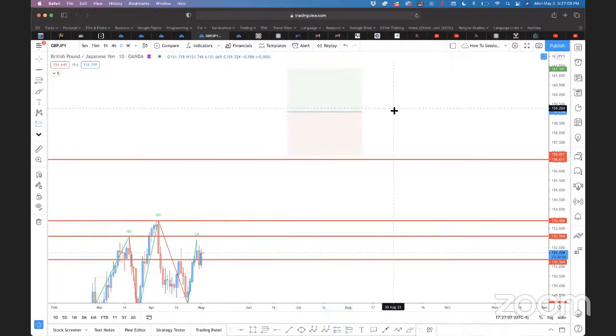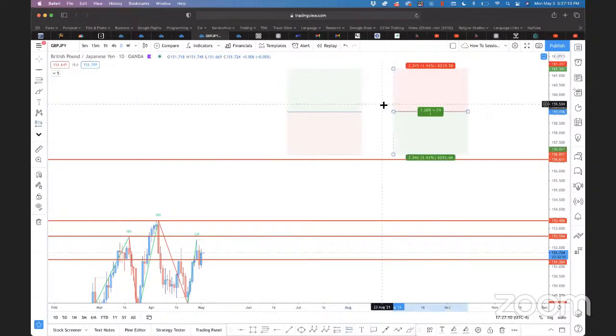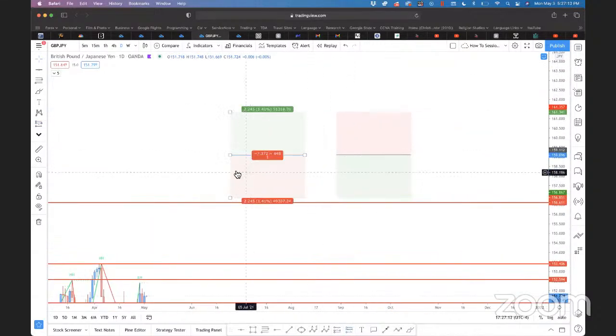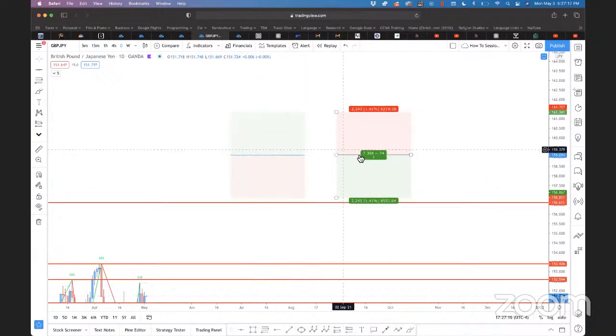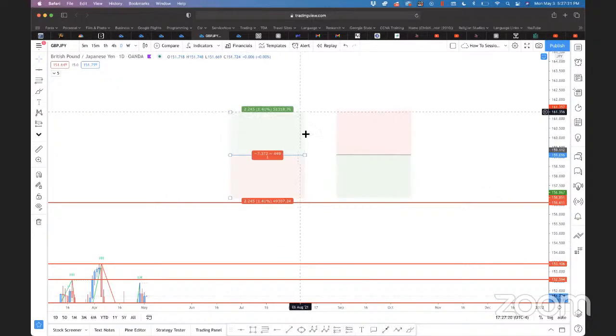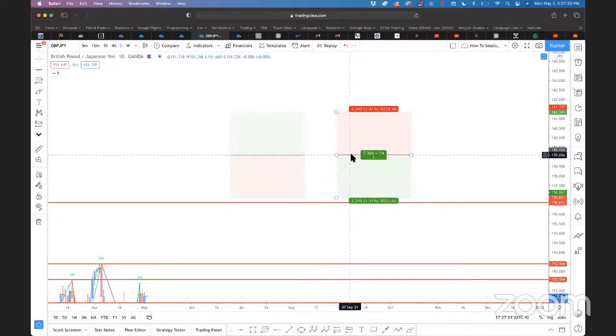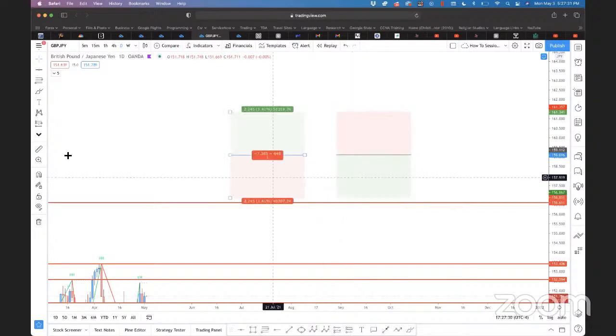If you look at a buy and you look at a sell, right? This is the entry for a buy. This is the entry for a sell. This is your target for the buy, stop loss for the buy. This is the entry for your sell, stop loss for the sell, target for the sell, right?